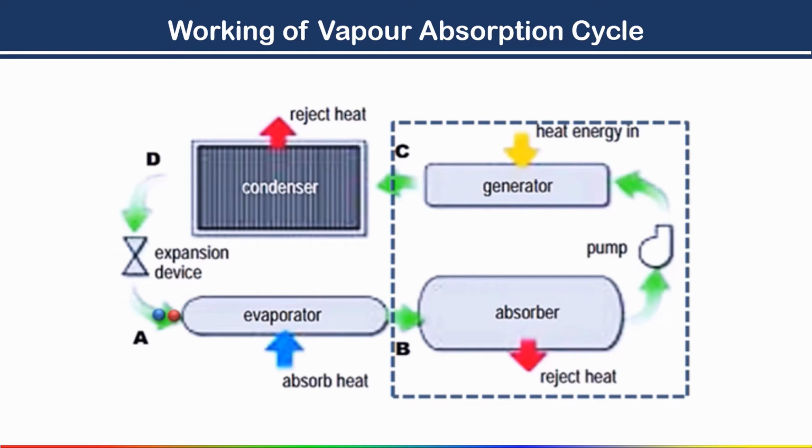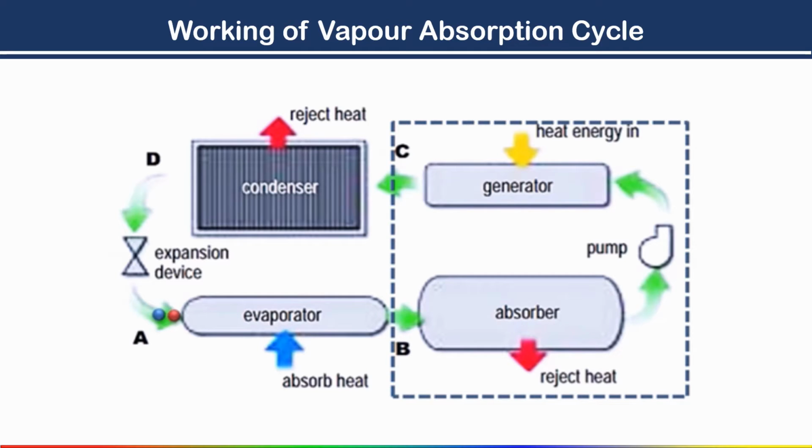So now see how the vapor absorption refrigeration cycle works. First of all, you have to remember that the vapor absorption refrigeration cycle works on three basic principles. First, when a liquid is heated it boils, and when a gas is cooled it condenses. Second, lowering the pressure above a liquid reduces its boiling point. And the third principle is that heat flows from a warm to a cooler surface.